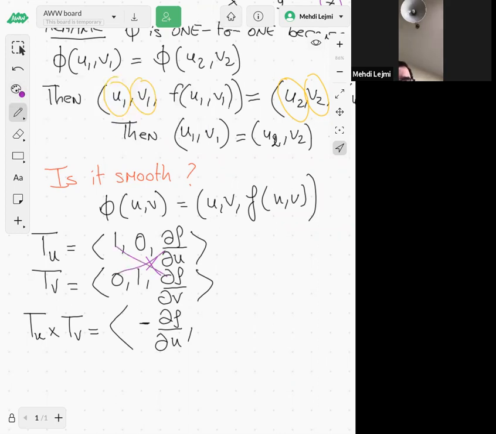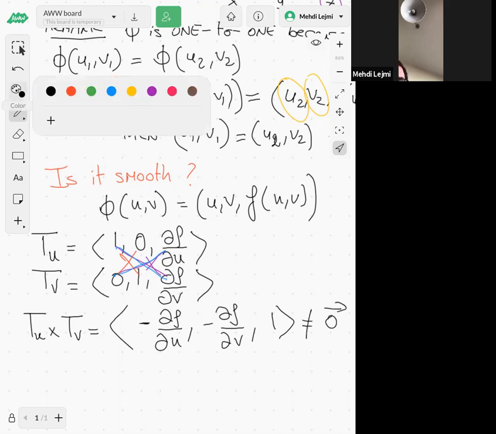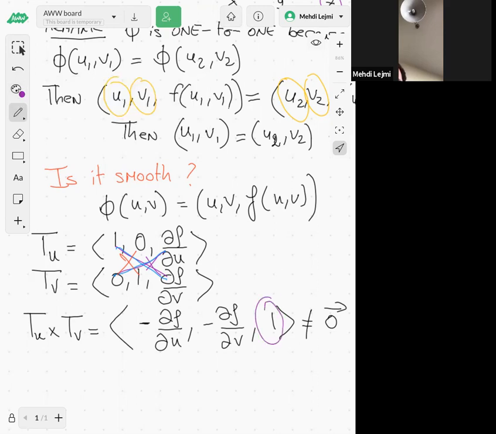And then you cross multiply here. Sorry, I should use a different color. This is supposed to be like this. So it's minus partial f, partial v. And finally, this last component is just equal to 1. Of course, this is never 0, because the last component is 1.